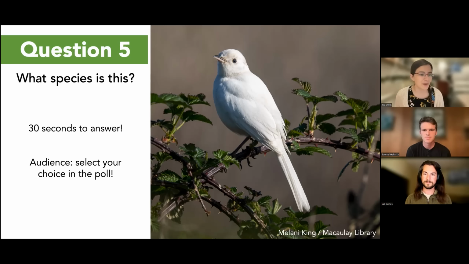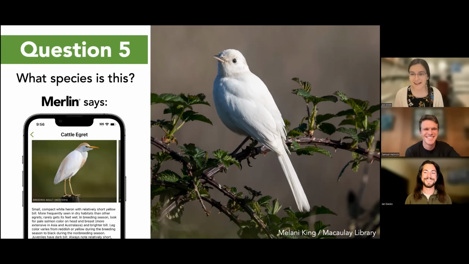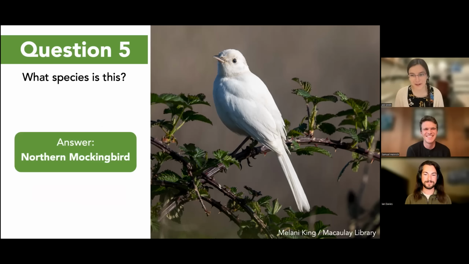And we'll take a look at what Merlin had to say here. Merlin thinks this is a cattle egret. You know, this might be a difficult bird to identify, but it is in fact not a cattle egret. Ian and the audience are correct. It is a northern mockingbird.